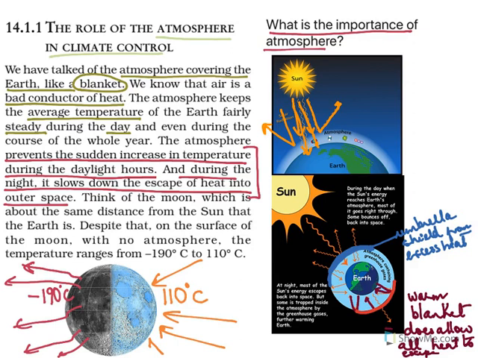Now think about the moon, which is the same distance from the sun that the earth is. Despite that, on the surface of the moon, with no atmosphere, the temperatures range from minus 190 to 110 degrees Celsius. During the day the temperature is as high as 110 degrees Celsius, which is more than the boiling point of water. And during the night it is minus 190 degrees Celsius, very, very cold, because it has no atmosphere to protect it.